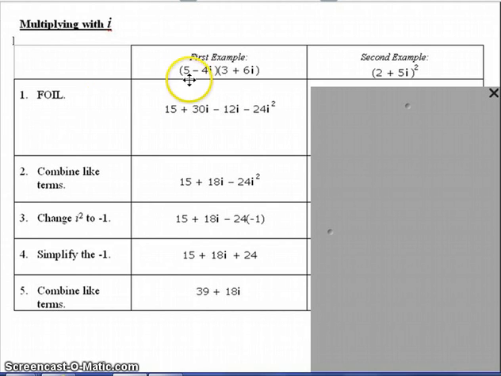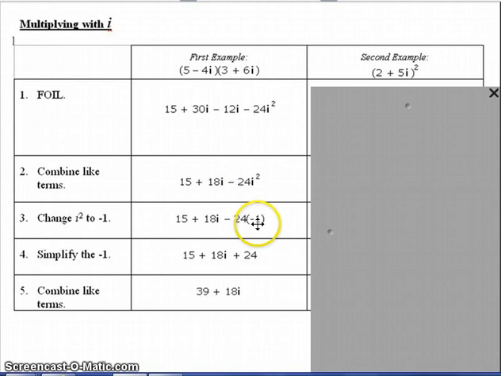If I have to multiply 2 binomials that have i in them, I'm going to use the same FOIL technique that we used earlier in chapter 5. The first, 5 times 3, becomes 15. The lasts, negative 4i times 6i, become negative 24i squared. And cleaning this up, I'm able to put those two middle terms together. They become 18i.